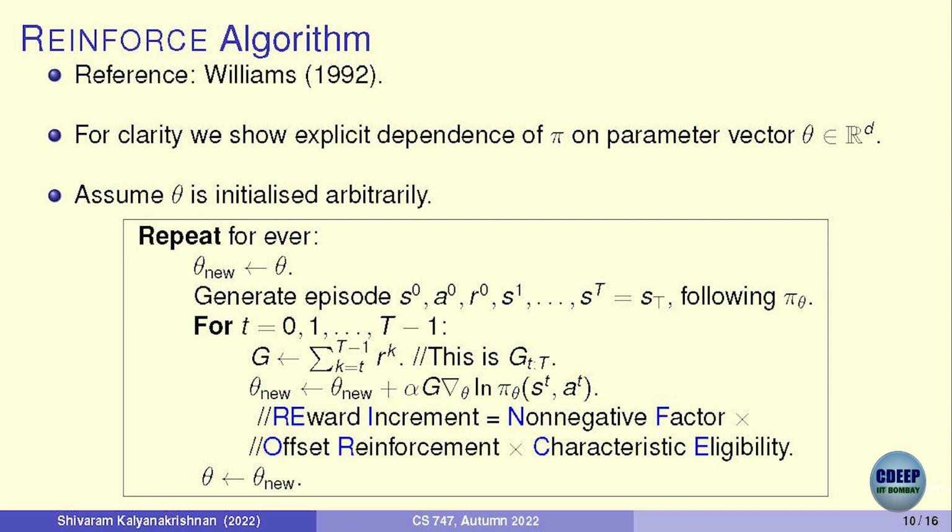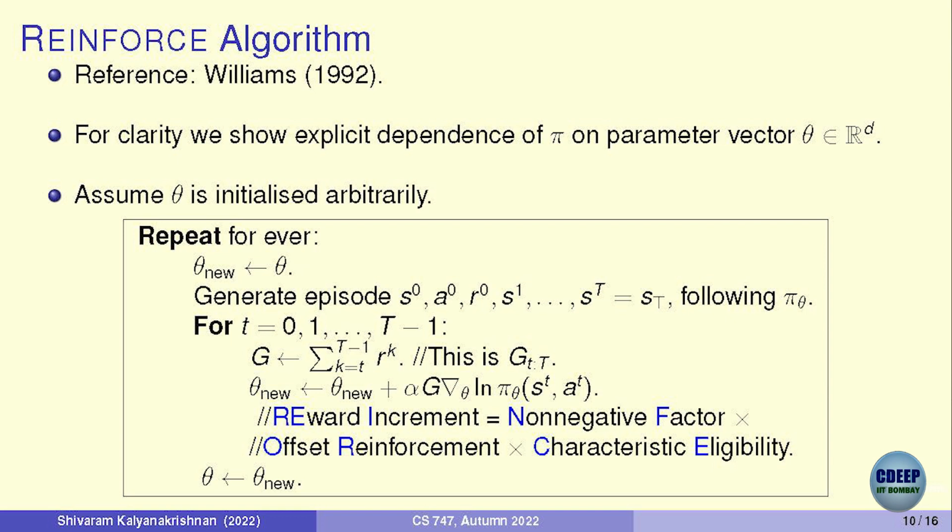So at that point of time, mathematically, Williams worked out how eligible is this particular state action pair for being updated. He basically worked out the formula of the policy gradient and said this gradient of log pi of STAT is the amount of eligibility STAT has. So it's called the characteristic eligibility. That becomes reinforced. Anyway, that doesn't matter. The name doesn't matter, but the algorithm certainly does.